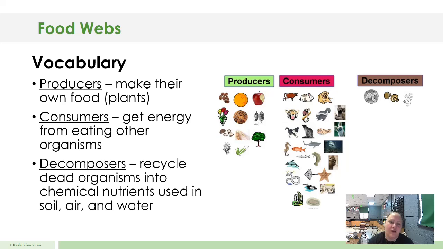Decomposers recycle dead organisms into chemical nutrients used in soil, air, and water. So pretty much when an animal dies or gets killed and the remains are left, these decomposers like bacteria and fungi come in and break that material up and give the nutrients back to the soil. So it's all recycled.